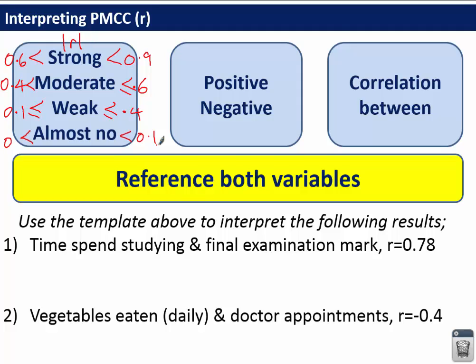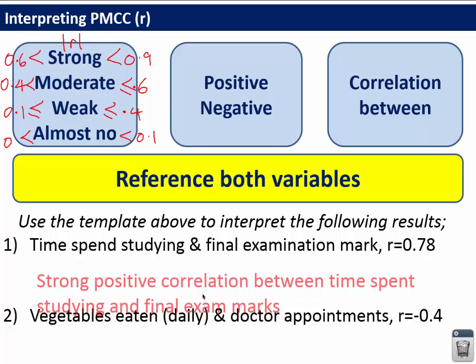Okay, these are approximates. On the borderlines here, the 0.6 and the 0.4, you could use either moderate or weak, or moderate or strong. However, these are roughly where they should be. So in this case, R is 0.78, so we would say it's strong correlation. Now, it's positive as well, so we can say strong positive. Finally, the correlation is between time spent studying and final examination mark. So there is a strong positive correlation between time spent studying and final examination mark.